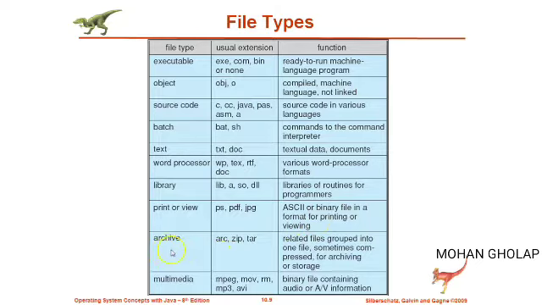The next is archive file type. The extension is .arc, .zip or .tar. The related files grouped into one file, sometimes compressed, for archiving or storage. The last one is multimedia file. The extension is .mpeg or .mov, .rm, .mp3 or .avi. It's a binary file containing audio or audio-video information. So these are the file types.